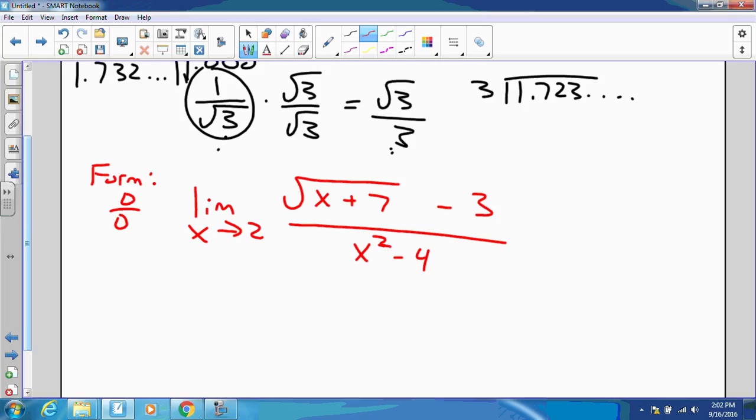So there is a common factor of x minus 2 in here somewhere. But I don't see it. Do you see it? It's hidden. In the bottom, I can see that that's x minus 2 times x plus 2. But in the numerator here, I don't see an x minus 2. So we're going to find that by leveraging our difference of squares factoring pattern. Way back in Algebra 1.